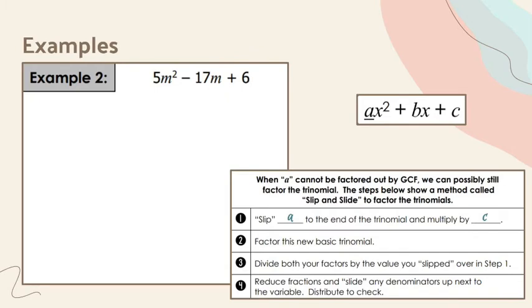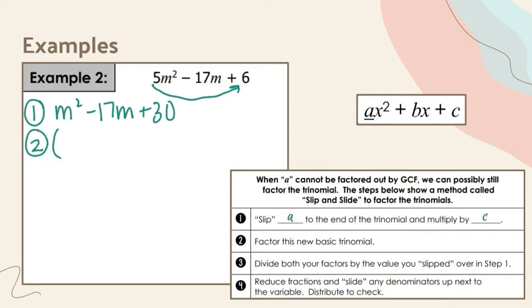So let's look at another example. Step 1, we are going to slip this over here, which means that it won't be by the m squared anymore. So we have m squared minus 17m, 5 times 6 is positive 30. Step 2 is to factor that. So we have m. We want to multiply to get a positive and add to get a negative, so they have to both be negative.